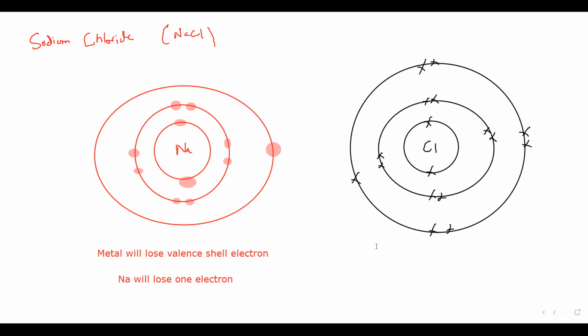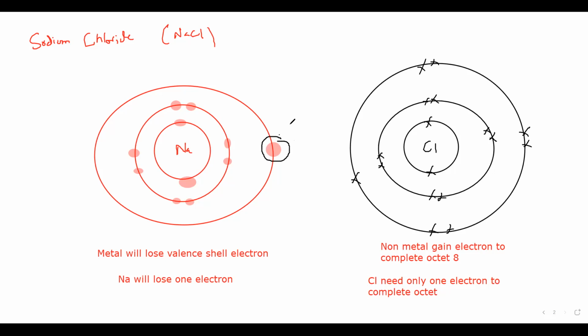And what about chlorine? A non-metal will gain electron to complete octet. Octet means 8. In this example, Cl is already having 7 electrons. So Cl needs only 1 electron to complete octet. Octet means 8. So basically what happened, this electron which is there with sodium will jump to chlorine.